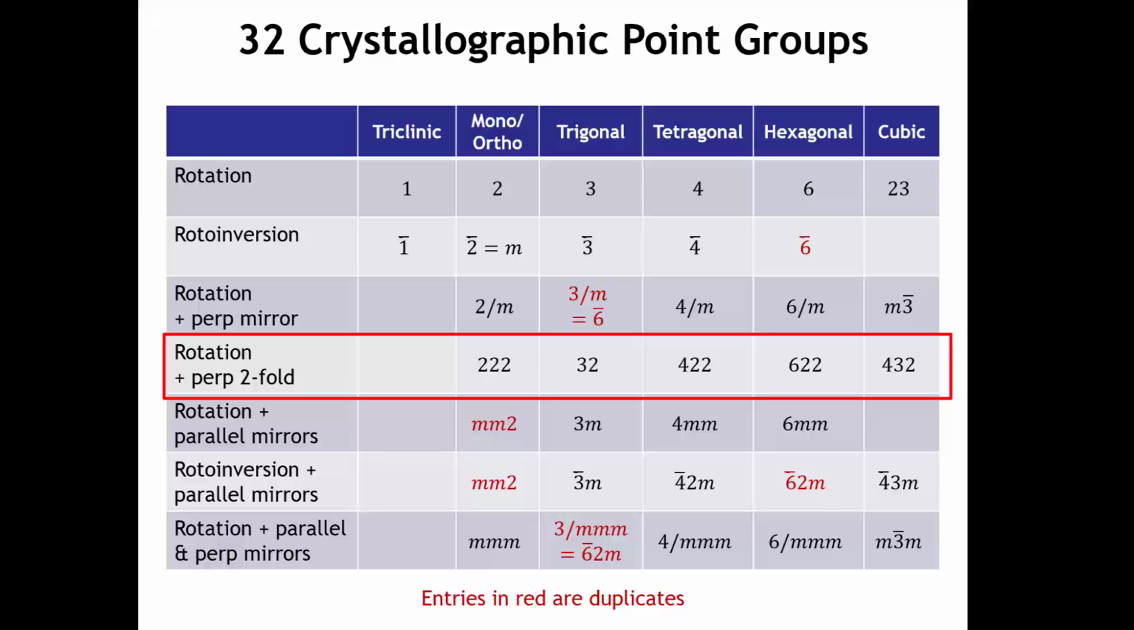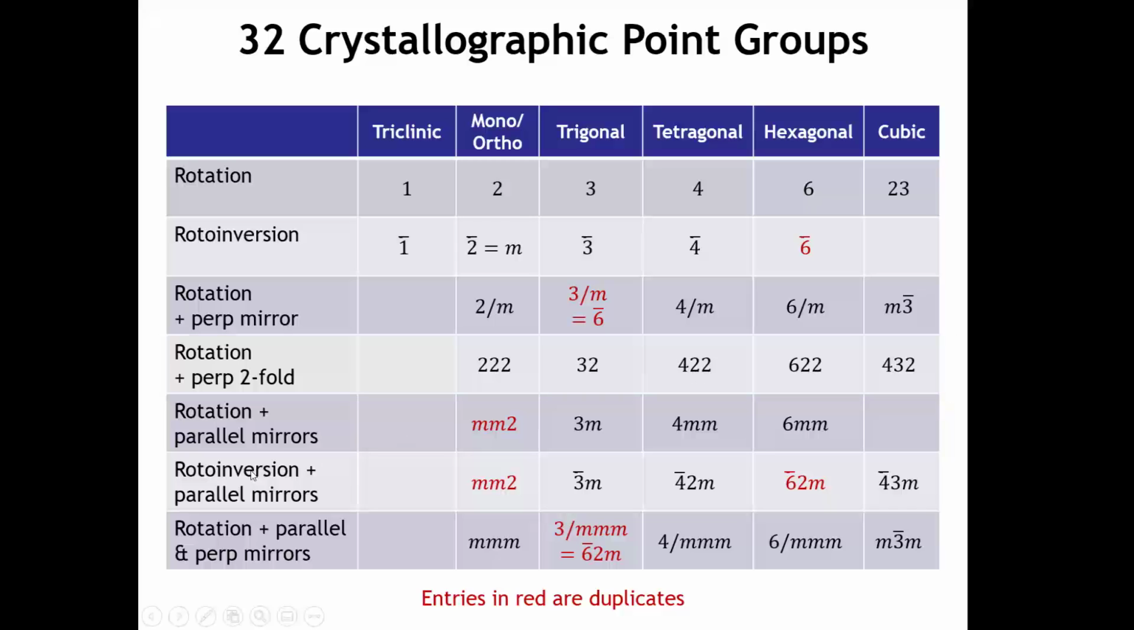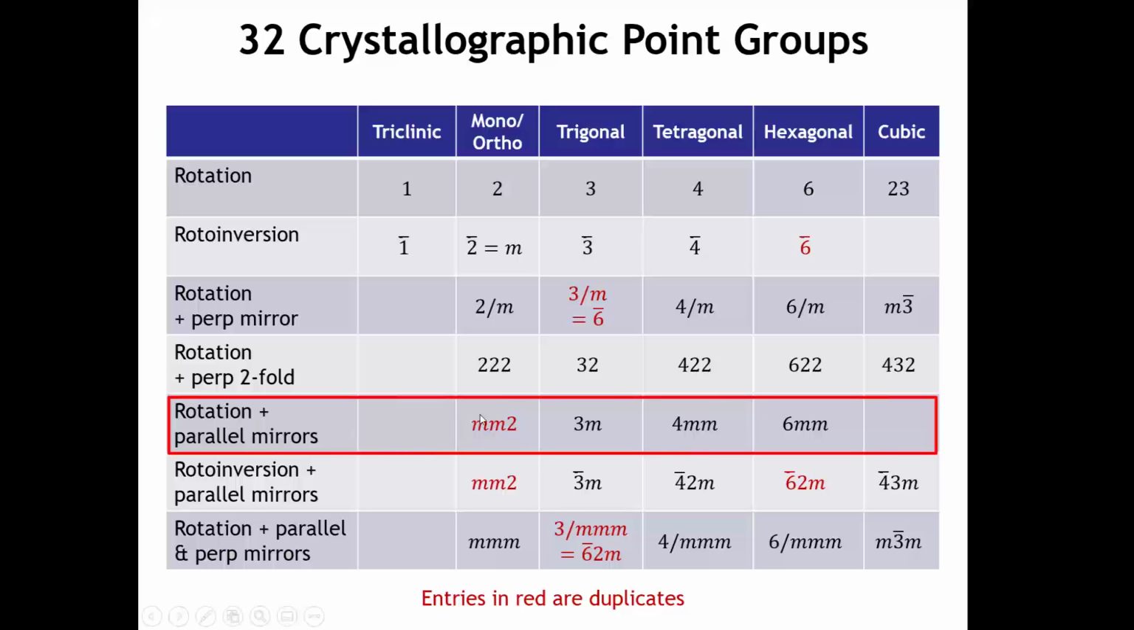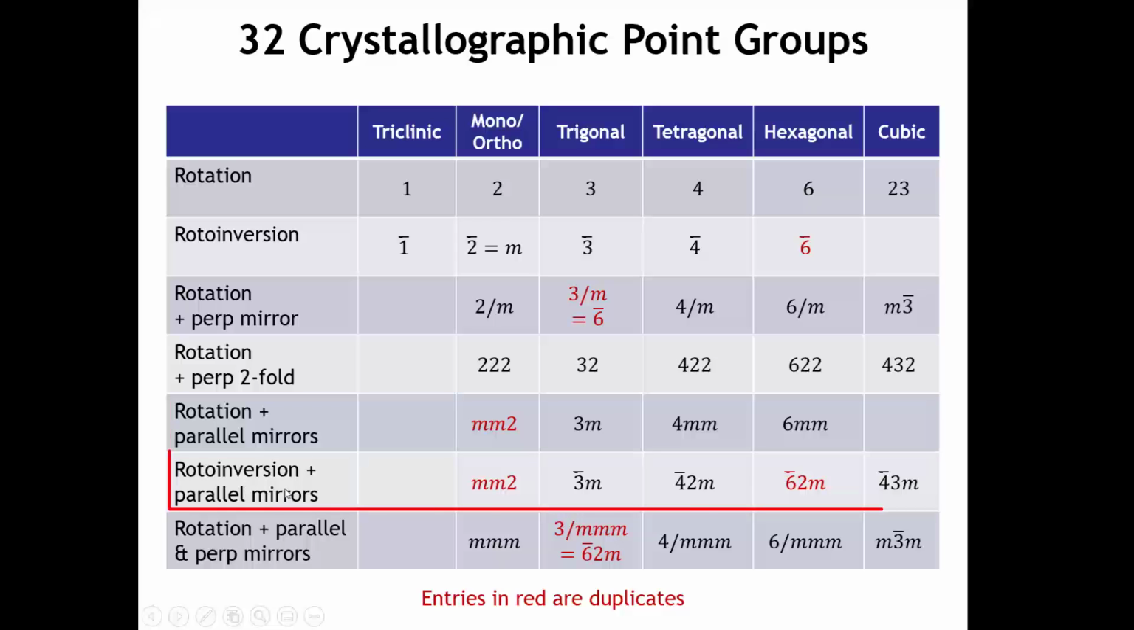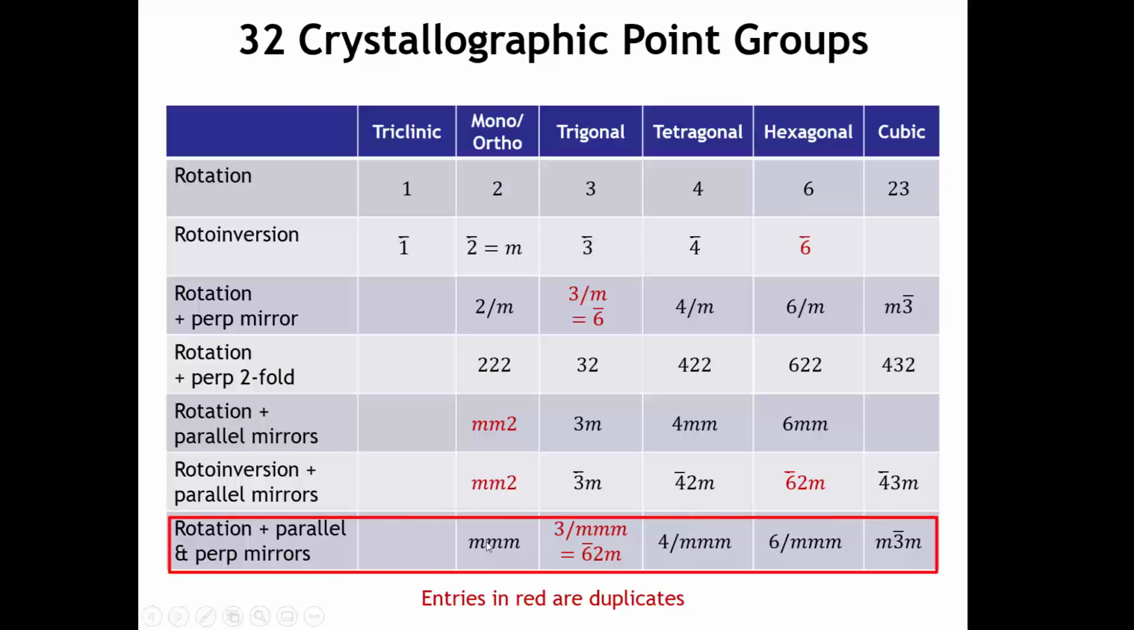That is, if you have one two-fold rotation axis perpendicular to a four-fold, you're always going to get another two-fold rotation axis that's at a right angle to the first one. We can add mirrors that are parallel to the main rotation axis, that would be this column, or mirrors that are parallel to the main rotoinversion axis, and that would be this row of the table.